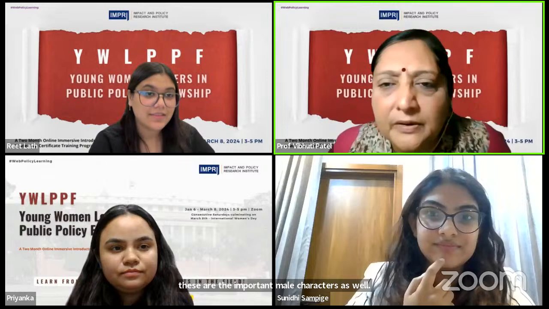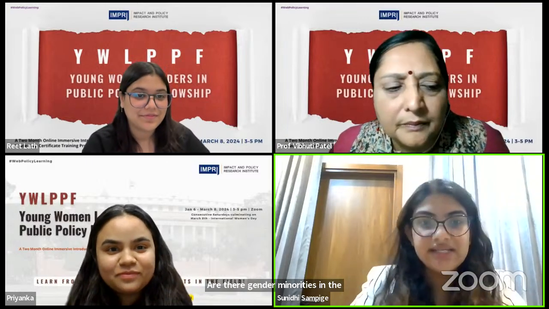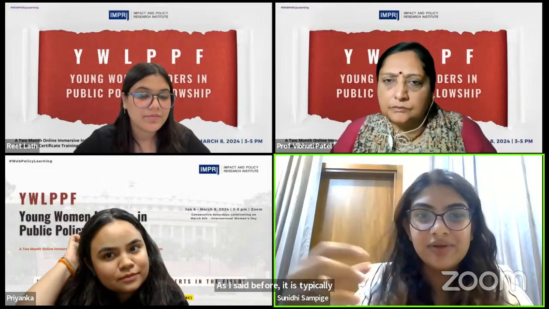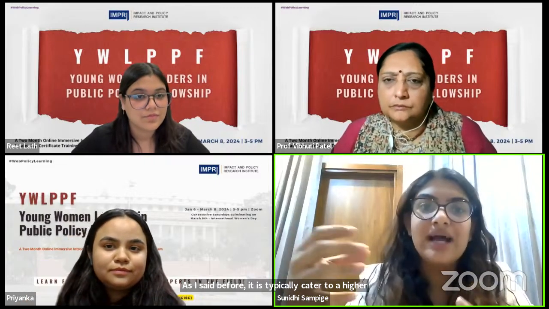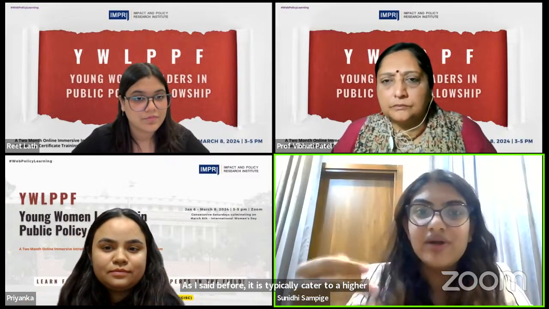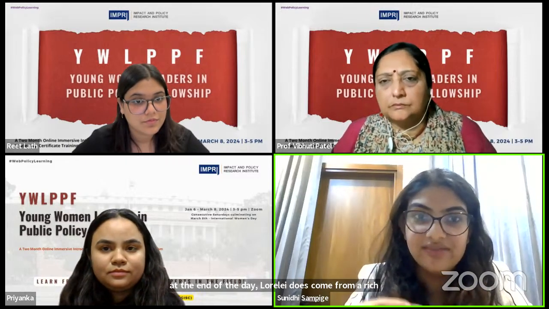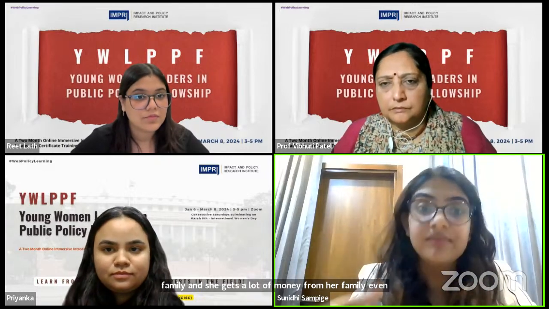Are there gender minorities in the show? As I said before, it is typically catered to a higher upper middle class background, because these are women. At the end of the day, Lorelai does come from a rich family, and she gets a lot of money from her family, even though she is technically raising her child alone.